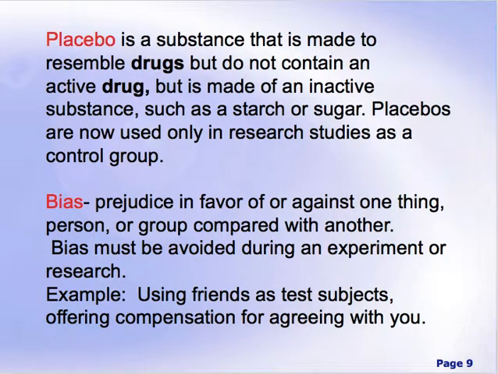But it is important that you guys know these two words, placebo and bias. A placebo is a substance that is made up to resemble drugs but not contain an active drug, but is made of an inactive substance such as starch, sugar, and so on. Okay, what you need to realize, a placebo is something that's really going to trick our brain.